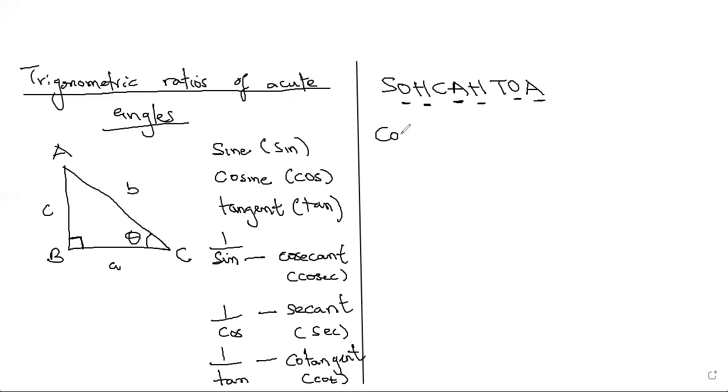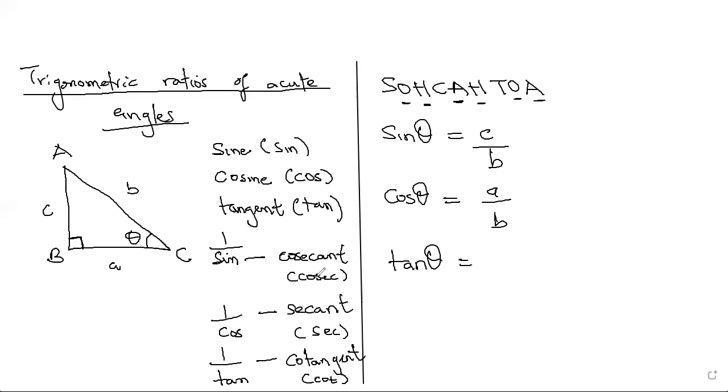So sine of the angle, sine theta, will be opposite, which is C, divided by the hypotenuse, which is B. Then cosine of the angle theta will be adjacent, which is A, divided by the hypotenuse B, and tan of the angle theta will be opposite C over adjacent A.